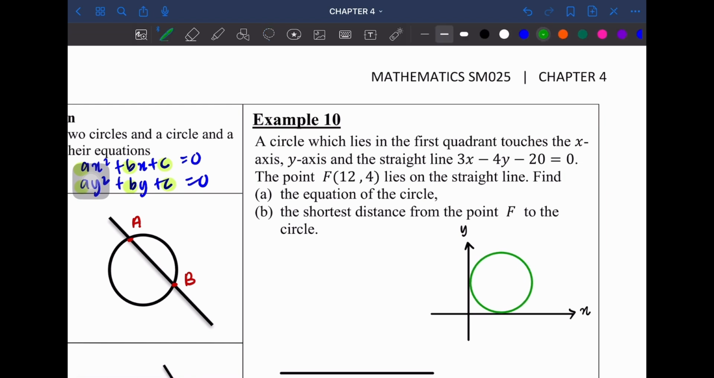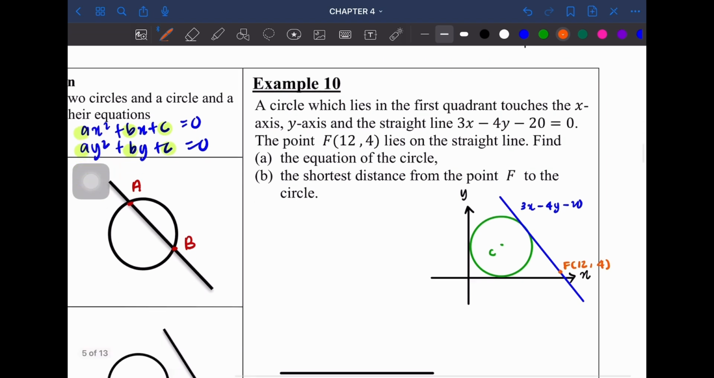And also it touches a straight line. Let's say the straight line is over here: 3x minus 4y minus 20. So our circle has center. And then the next information is the point F lies on the straight line. Okay, so somewhere on the straight line, the blue one, we actually have point F. So let's say the point is over here, F(12).